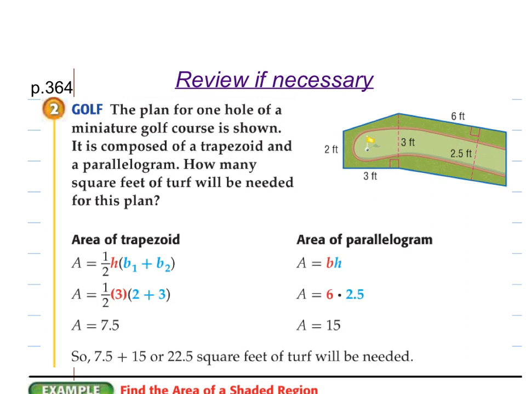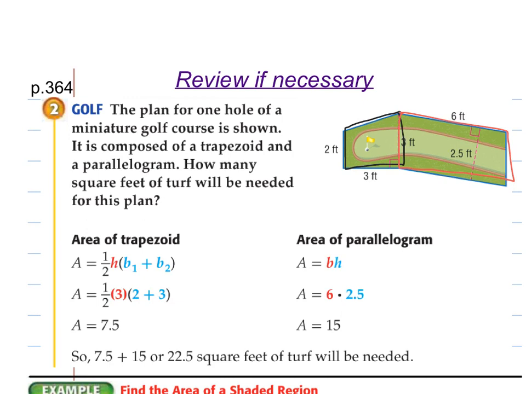So let's use our knowledge on how to find the area of composite figures to solve a word problem. The plan for one hole of a miniature golf course is shown to the right. It is composed of a trapezoid and a parallelogram. Looking at it, right here is our trapezoid, and here is our parallelogram. How many square feet of turf will be needed for this plan?